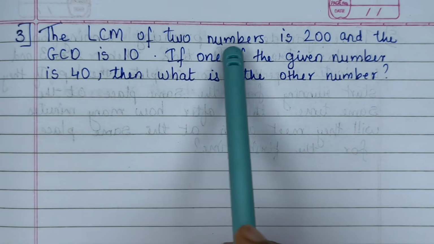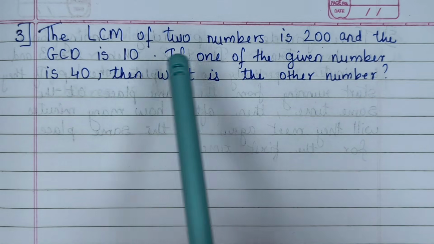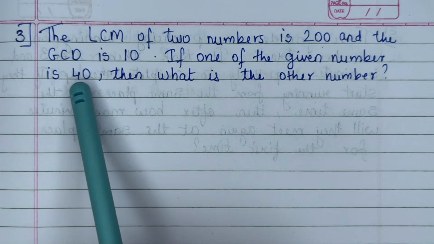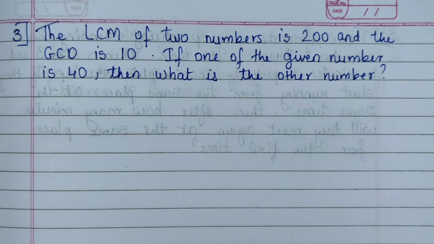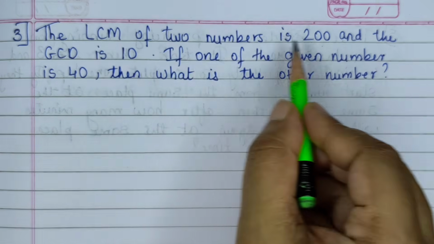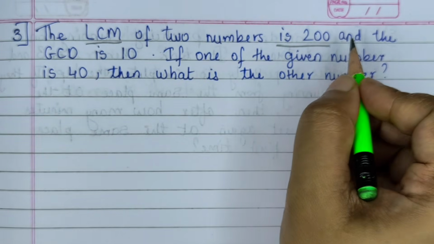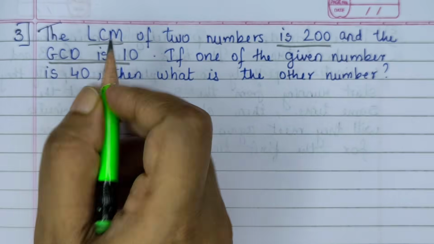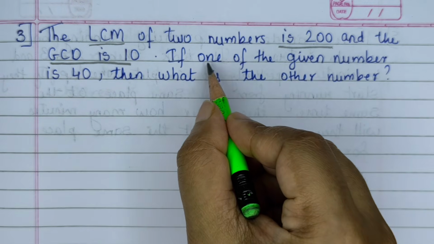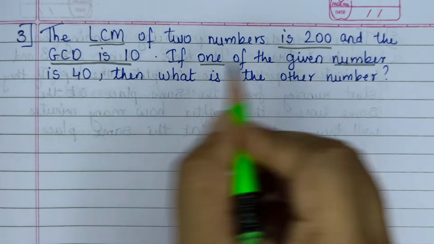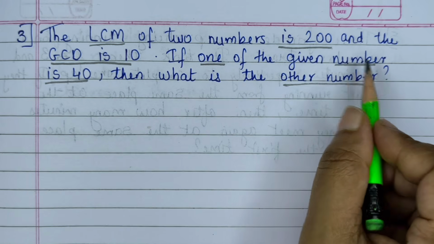The LCM of two numbers is 200 and the GCD is 10. If one of the given numbers is 40, then what is the other number? First, just understand what is given. The LCM of two numbers is 200 and GCD is 10. One number is 40. You have to find the other number. Understood?